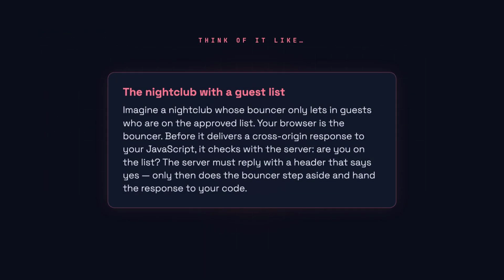Think of the browser as a very strict nightclub bouncer. Your JavaScript asks the bouncer to fetch data from a different origin. The bouncer first sends a quick question to the server, called a preflight request, asking whether this origin is allowed. If the server does not reply with the right approval header, the bouncer refuses to hand the response to your code, even if the server sent data. CORSMiddleware is what teaches your server to answer that question correctly.